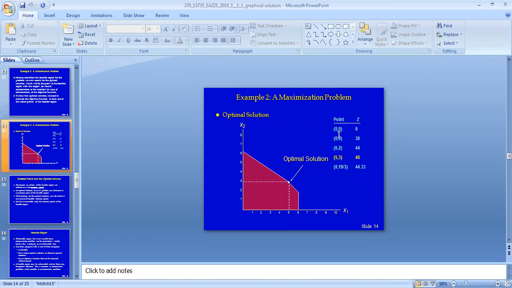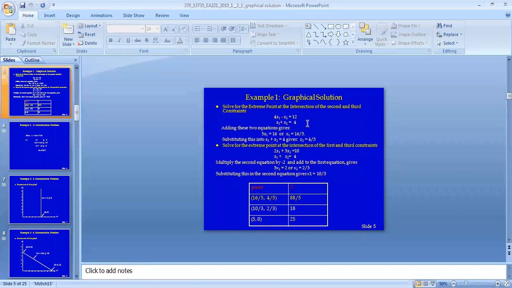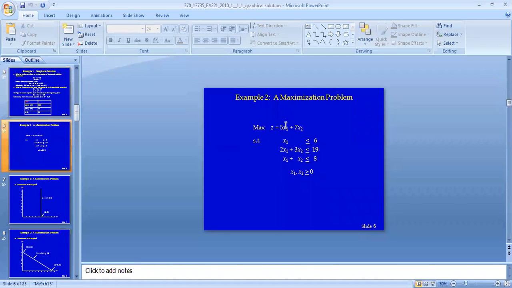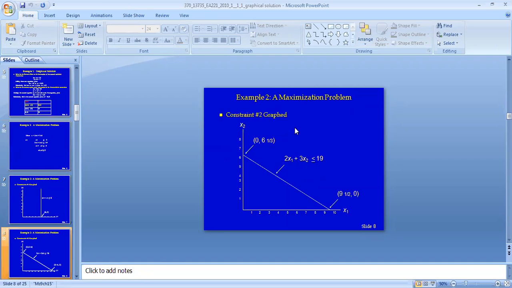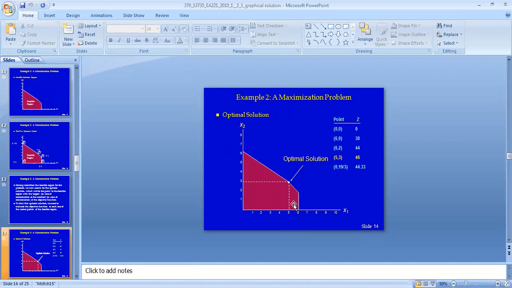Just putting x1 equals to 0, x2 equals to 0 in this objective function, maximum Z will be 0. Now another one is this point, 6 0. So x1 equal to 6 and x2 equal to 0 in the objective function will give Z equals to 30.